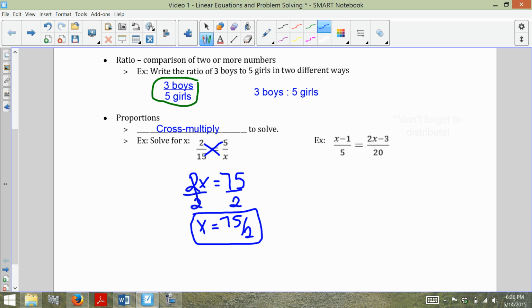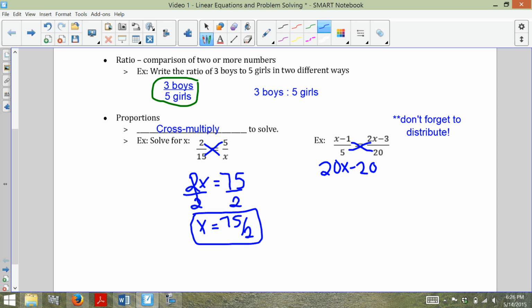Now, I can do that in a more complicated proportion like you're seeing on the right here. And this proportion has binomials in the numerator. So what we want to remember is when we're cross multiplying, this 20 here is going to multiply the entire binomial x minus 1. So I want to just make sure that I remember to distribute. So distribute means 20 is going to multiply both terms, the x and the negative 1. So we get 20x minus 20.